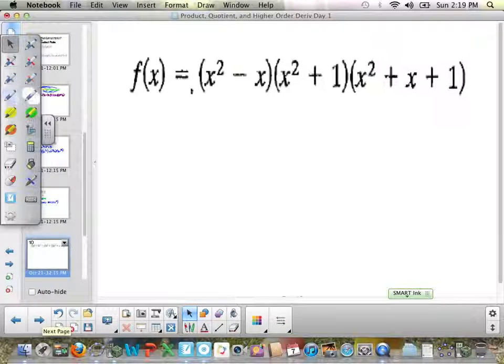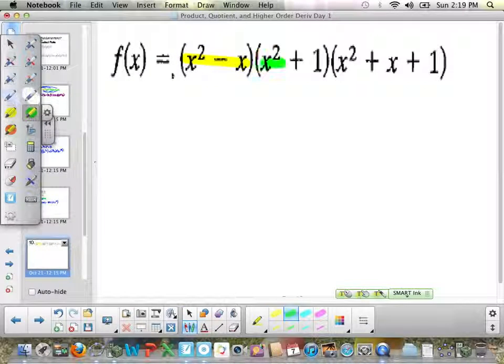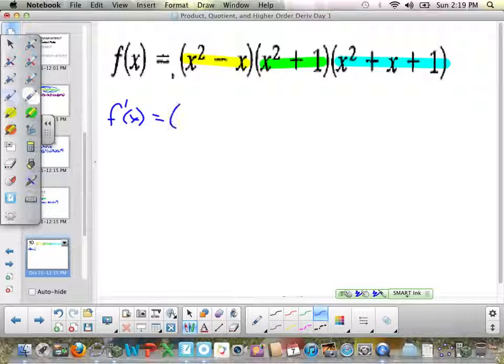What do we do when there's three functions? All right, we got three functions hiding out here. Well, we're going to just apply the product rule 3 times. In each step, you want to have one function be derived and the other two stay the same. So our derivative here will be the first, let's combine the first two, x squared minus x times x squared plus 1, times the derivative of the second, 2x plus 1.